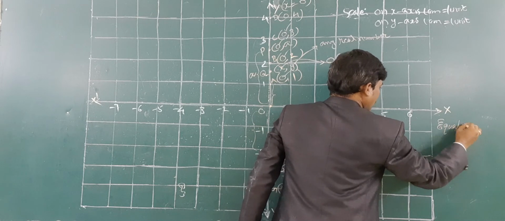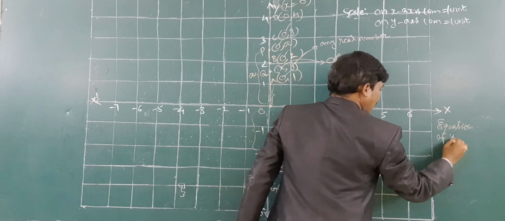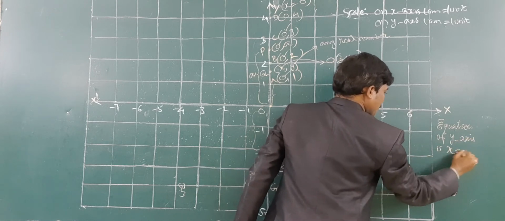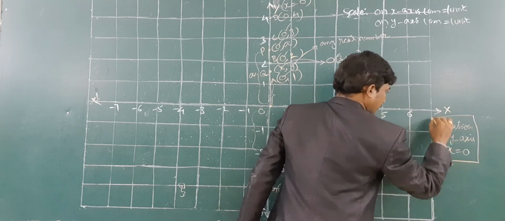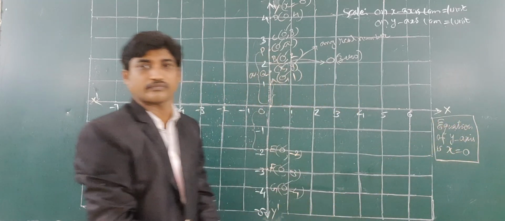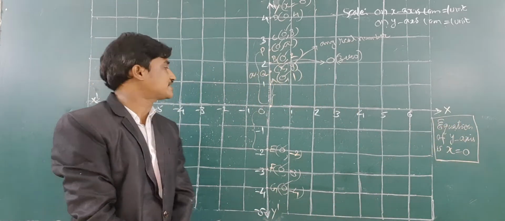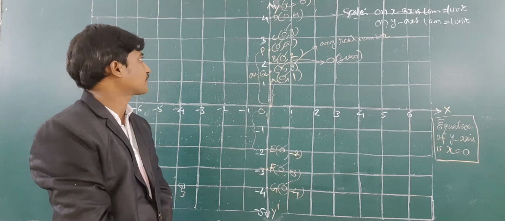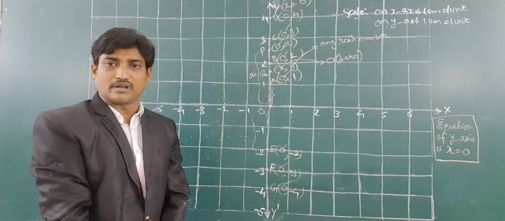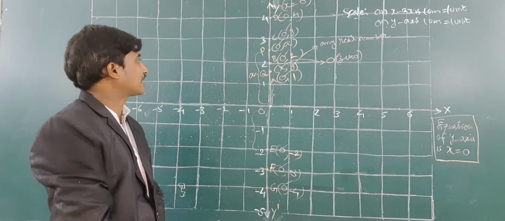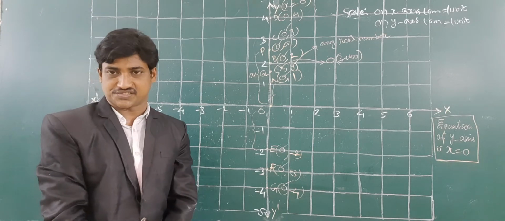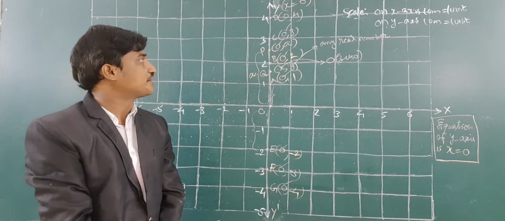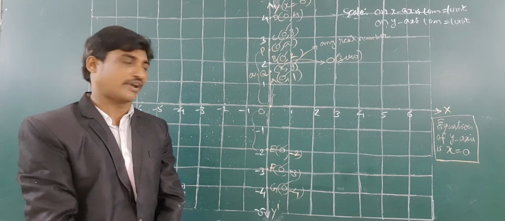Equation of y-axis is x equal to 0. Let us write the equation of a line parallel to y-axis, which is at a distance of 3 units from y-axis.